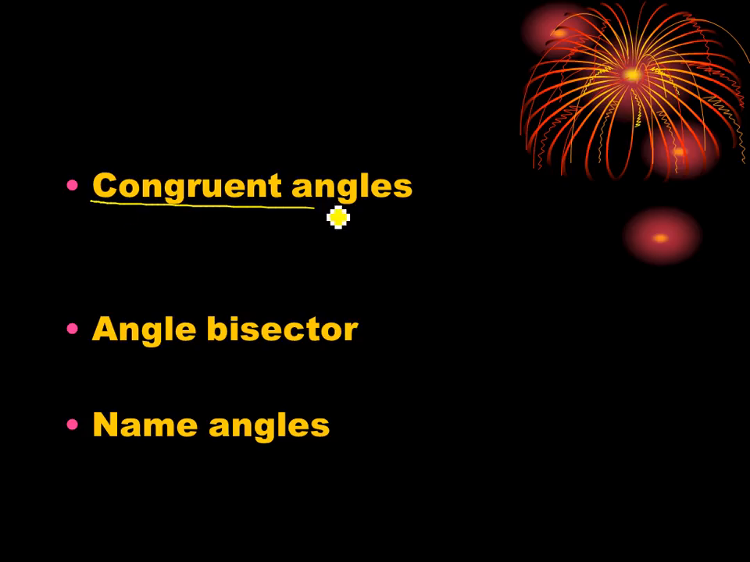All right, stick that off to the side. Grab your notes back out. Three terms: congruent angles, angle bisector. I guess the last one's not really, it's how to name angles.